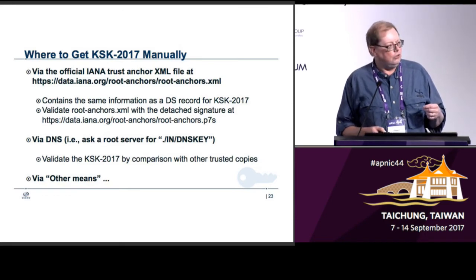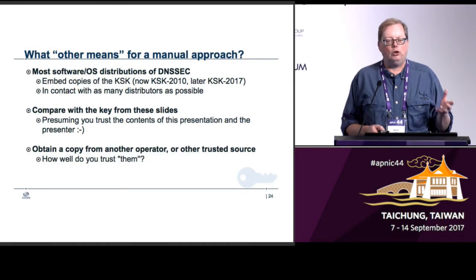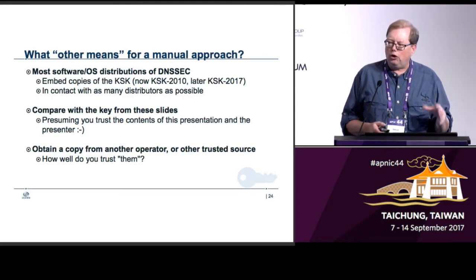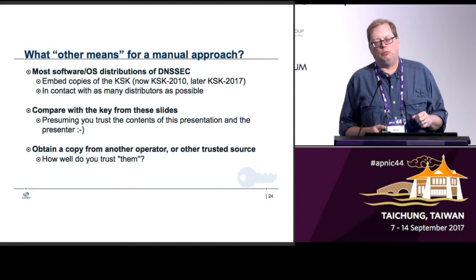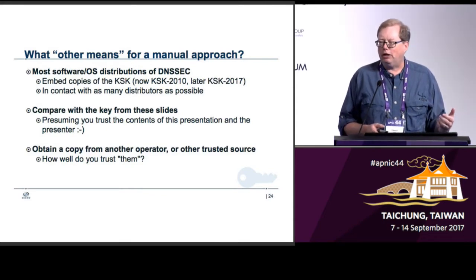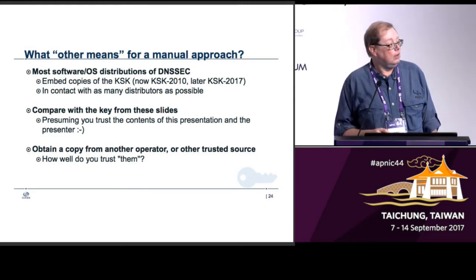And there are other ways to get this too, including software that's distributed. Software distributors include the keys. They have for years. And actually, this could be good and bad. It's good that all the new software distributions out there have the new key. The old software distributions have the old key, and they may need to be updated or may be using 5011 to learn the new ones and so on. But you want to make sure you have the right key nonetheless.